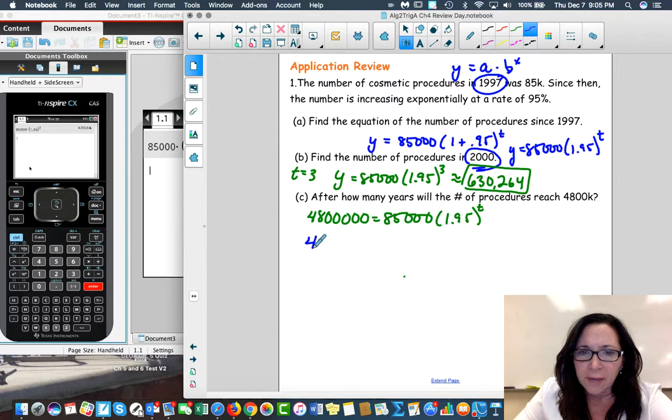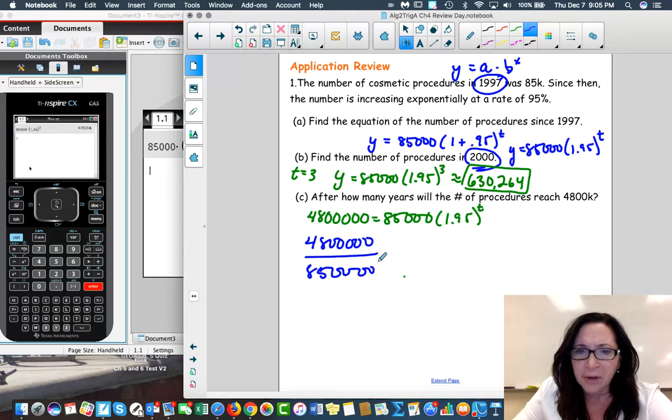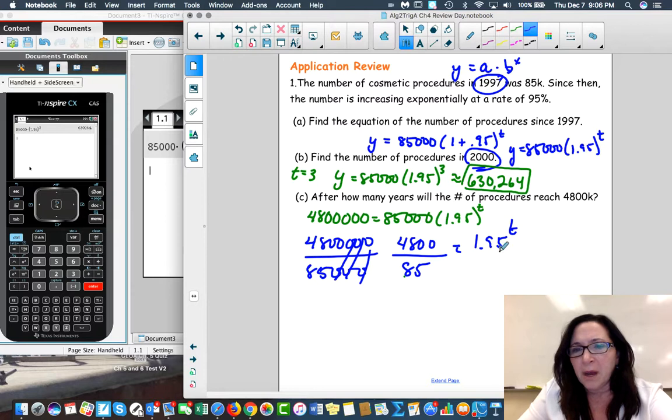So you're going to get 4,800,000 divided by 85,000. That's too many zeros. You're going to cancel some of those zeros. So we end up with what we could have started in the beginning, which was 4,800 divided by 85, and that's equal to 1.95 to the t power.